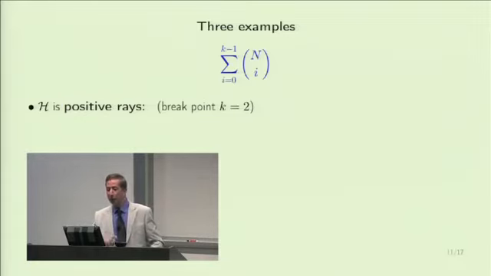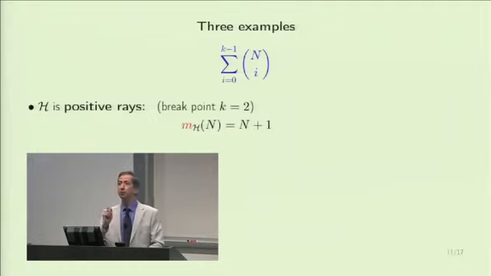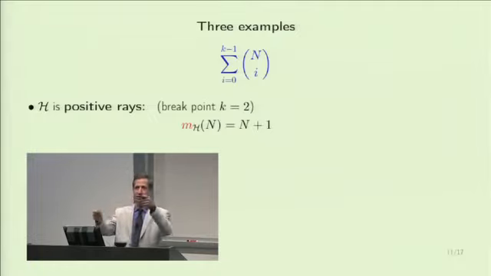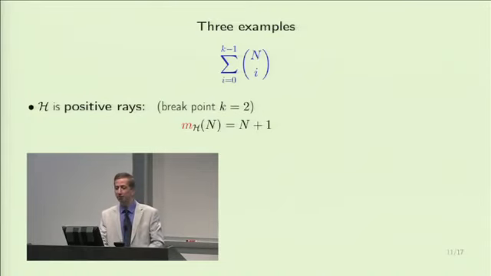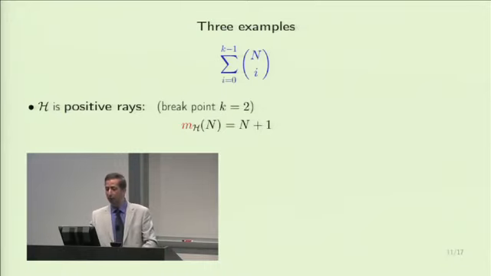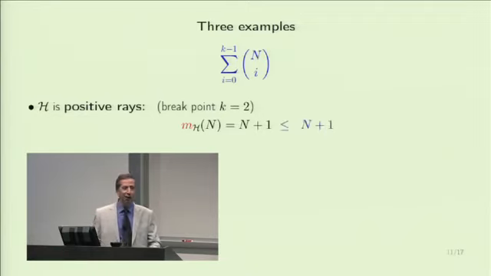Now we did compute the growth function for the positive rays. We did it by brute force, looked at the patterns and did a combinatorial argument, and ended up with the growth function being N+1. Let us see if this satisfies the bound. Substitute capital N, and the breakpoint is k. You're summing from i equals 0 to 1: N choose 0, also known as 1, plus N choose 1, also known as N. So you get N+1.